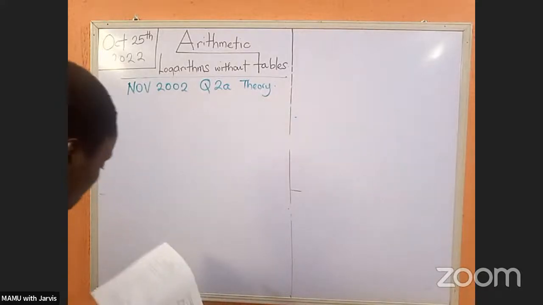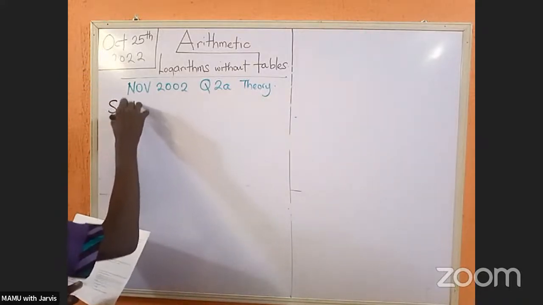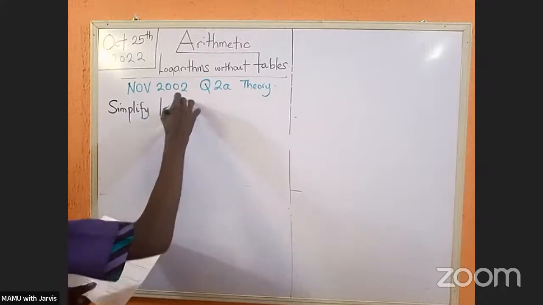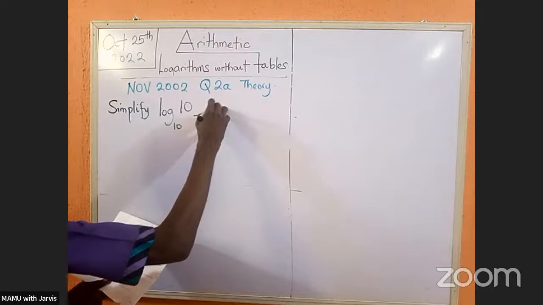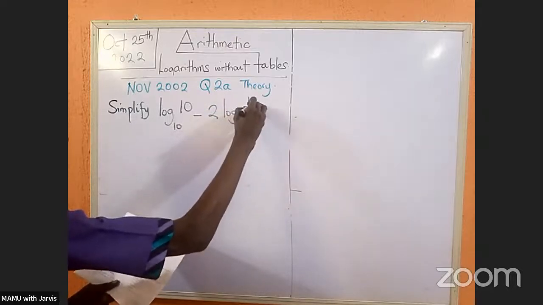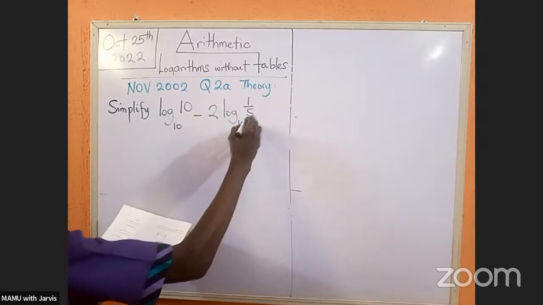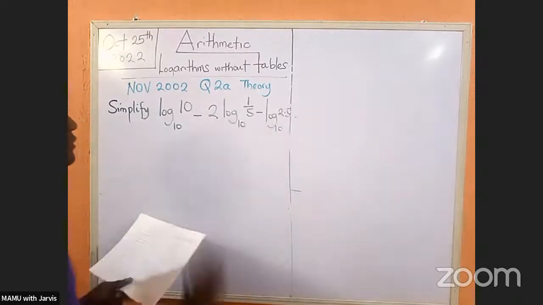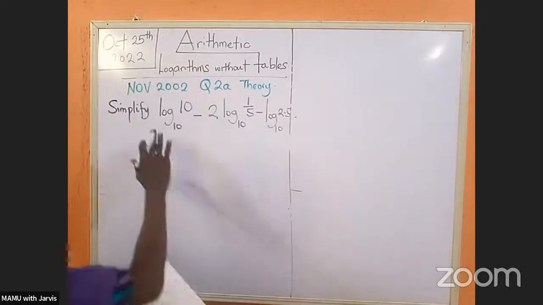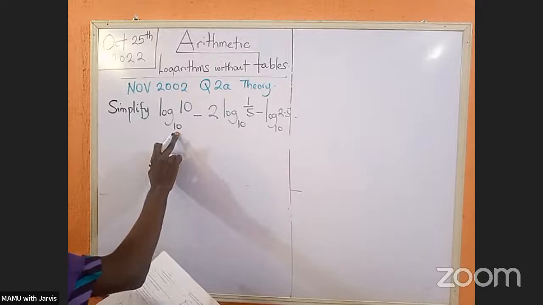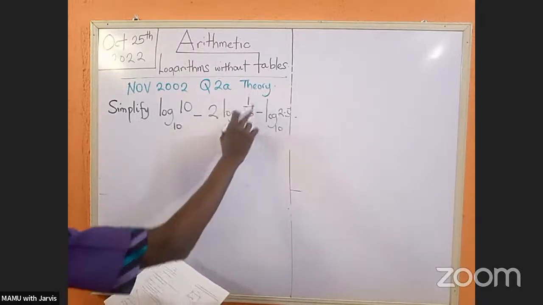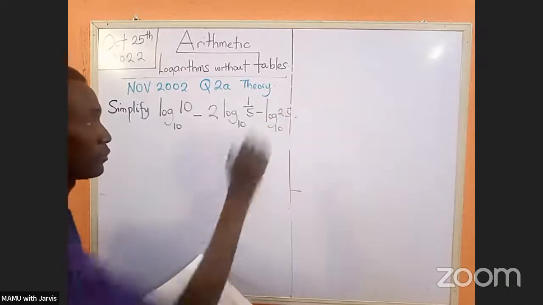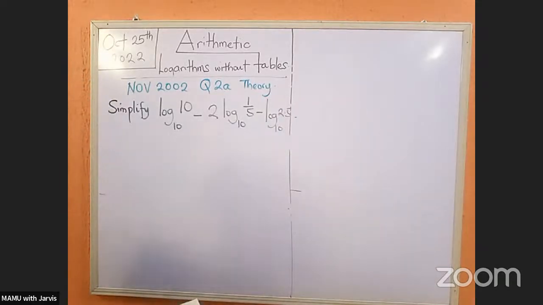Right, so the question says that you should simplify log 10 base 10 minus 2 log 1/5 base 10 minus log 2.5 base 10. All of them are in base 10. So how do we go about solving this?